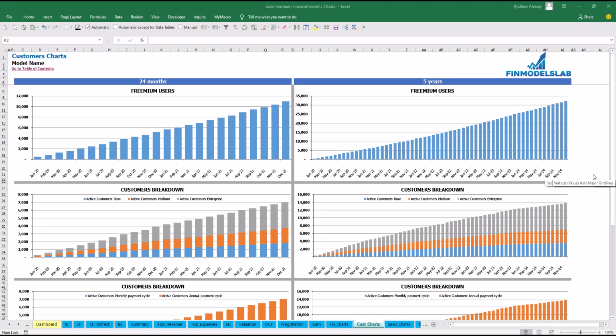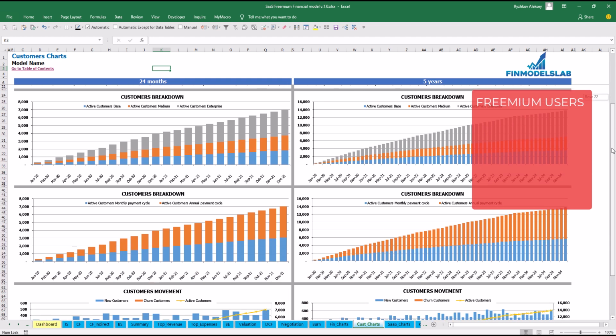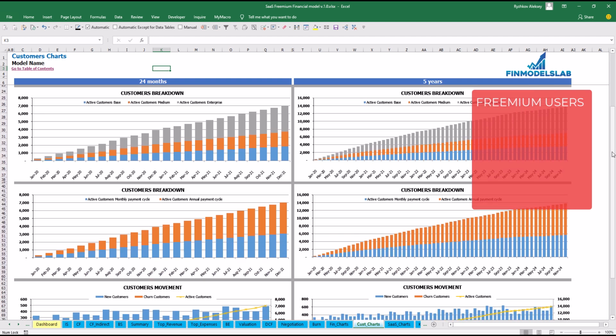On the customer charts tab, you may see the main charts related to the customer metrics. You may see two sets of charts. From the left side you may see 2 years broken down by months, and from the right side you can see 5 years broken down by months. In the first set of charts you may see the freemium users, which is active freemium users by months. The next couple of charts will show you the customers breakdown by Base, Medium and Enterprise, which are default offering names in this model.